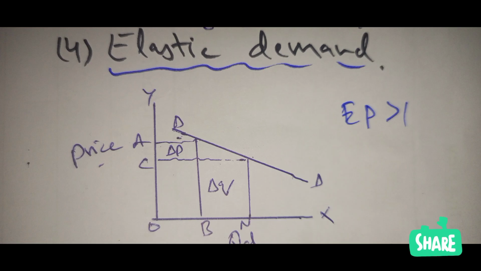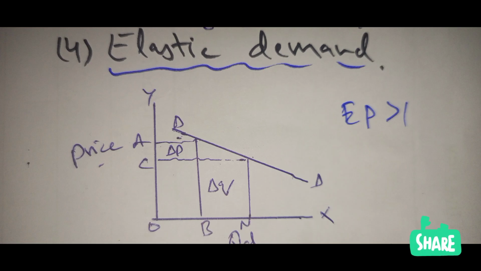Now here we move toward the fourth, which is elastic demand. Elastic demand: EP is greater than 1. When a change in price leads to a more than proportionate change in quantity demanded, the demand is said to be elastic.